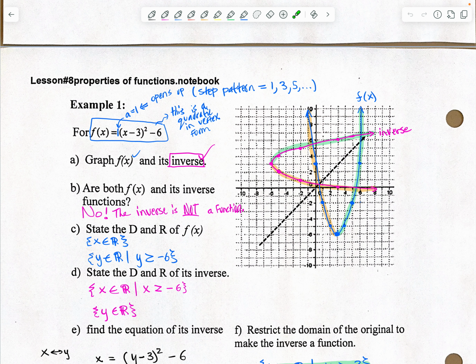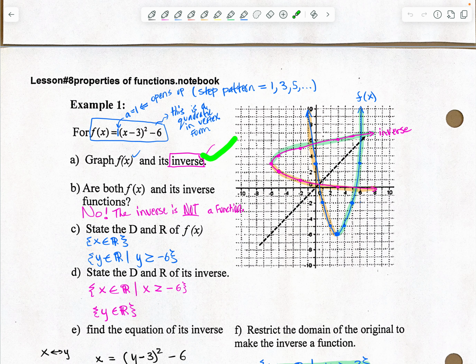The inverse, I'm just going to take those points, right? So this is going to be what? (3, negative 6). So it's going to be (negative 6, 3) right here. And I would do that for the other points as well. Just swap the points, right? Like take any point. So that would be what? (5, negative 2). So it would be (negative 2, 5) right here. And then just connect the dots like that, right? Good. So that's how we can do that.